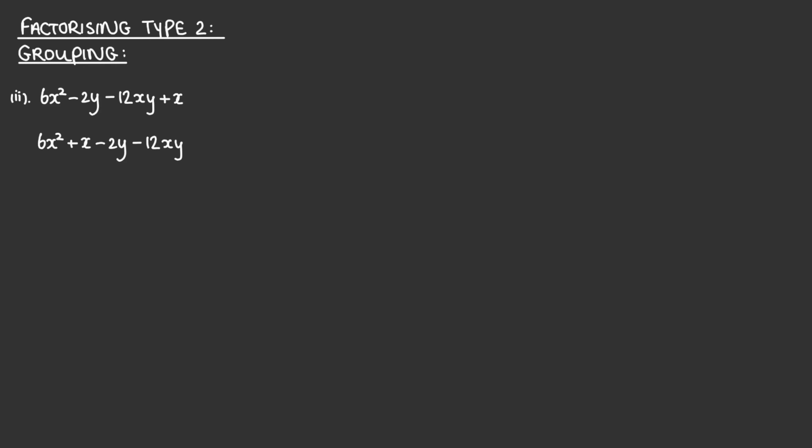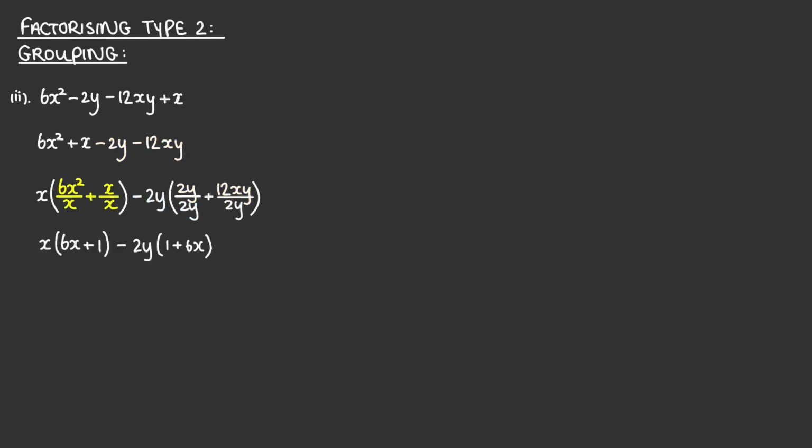Taking a look at the first half of the expression, 6x squared plus x, we can take out the common factor x between both of these terms. In order to cancel out this multiplication by x, we must divide each term of the expression by x. This ensures that we haven't actually changed the value of the expression that we're dealing with. Looking at the second half of the expression, minus 2y is the highest common factor of minus 2y minus 12xy. So just like what we did before, we can multiply and divide each term of the expression by 2y.